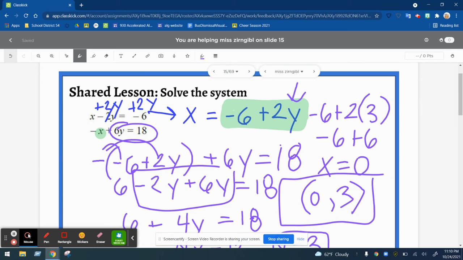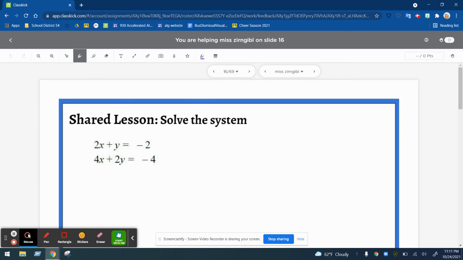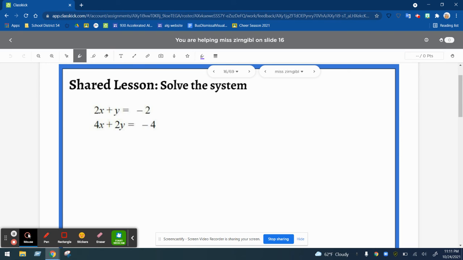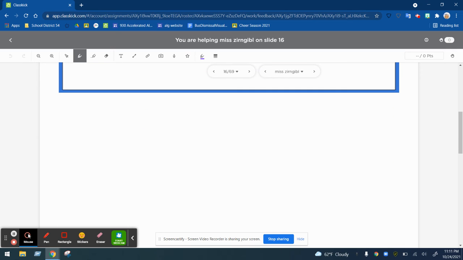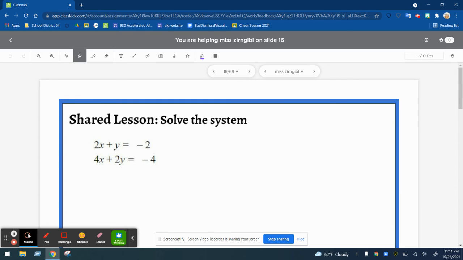So lots of algebra, lots of solving equations for solving by substitution. Okay, I have 2x plus y equals negative 2 and 4x plus 2y equals negative 4. So again, I'm going to have to get one of my variables alone. And looking at the equations, it's going to be easiest to get this equation to have one variable alone because y doesn't have a coefficient. So all I have to do to get y alone is subtract 2x, so that I get y equals negative 2 minus 2x.